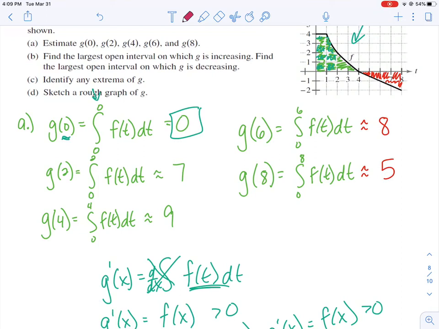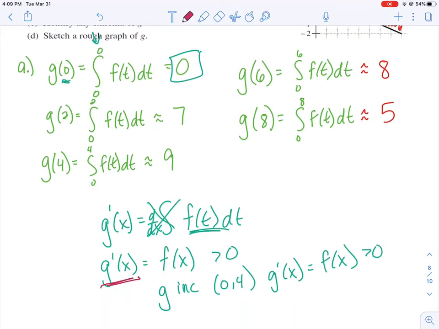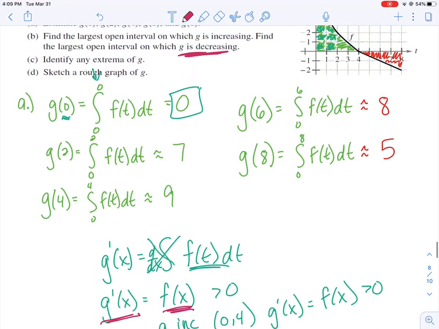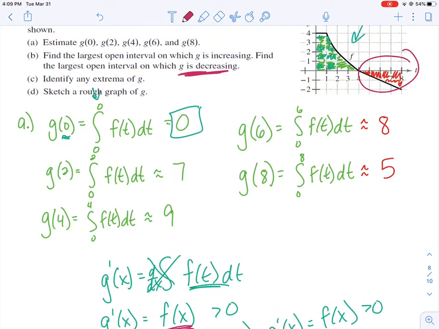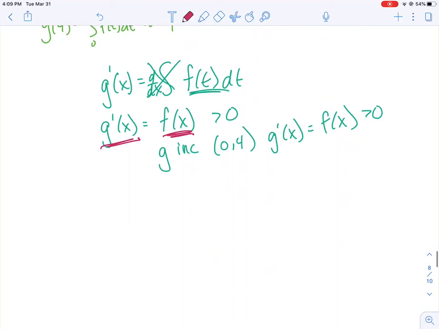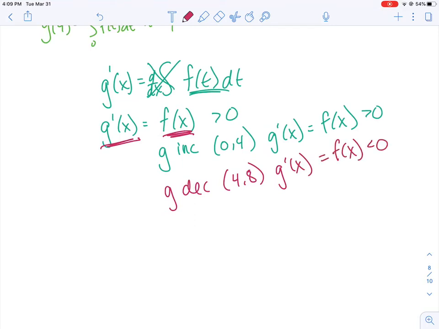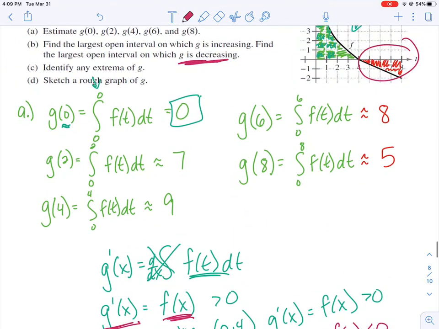Oh, we also have to do decreasing, don't we? And so if we're looking for where g is decreasing, we've got to figure out where g's derivative is negative. And if g's derivative is the same thing as f, then we've got to figure out where f is negative. And it looks like f is negative from 4 to 8. So I know that g is decreasing from 4 to 8 because its derivative, which is f of x, is negative.